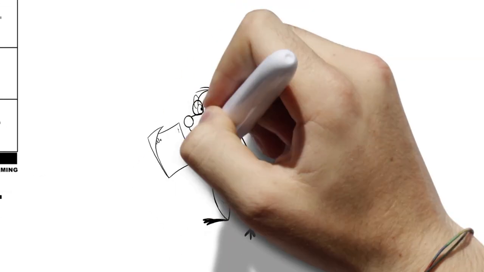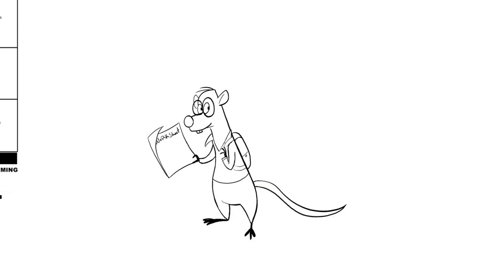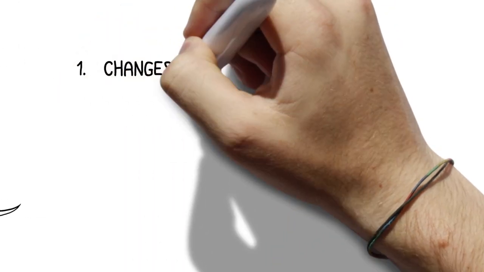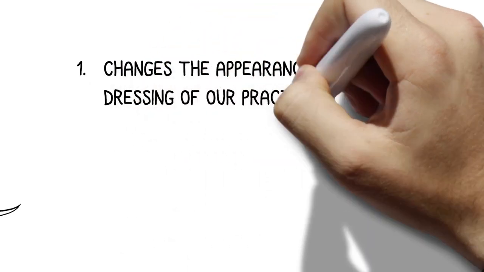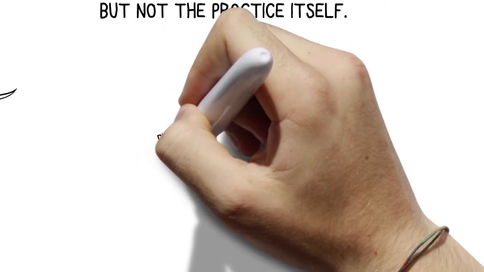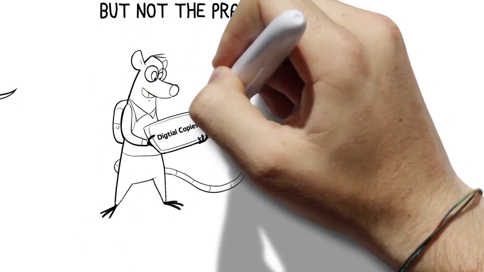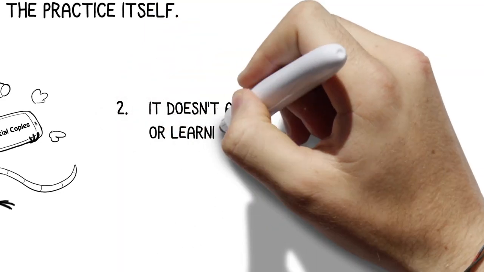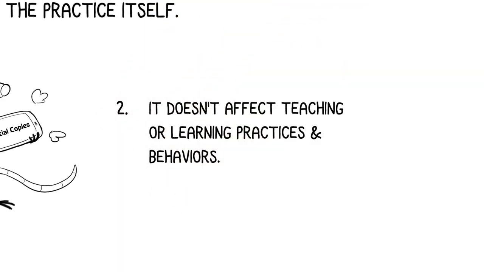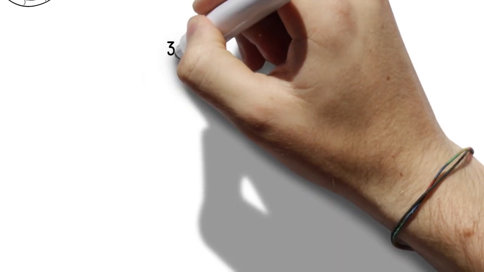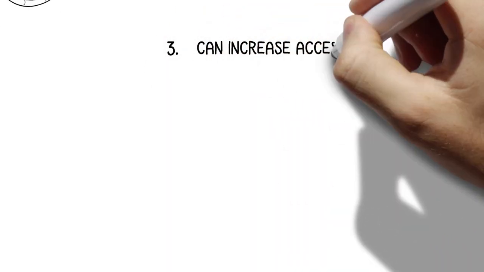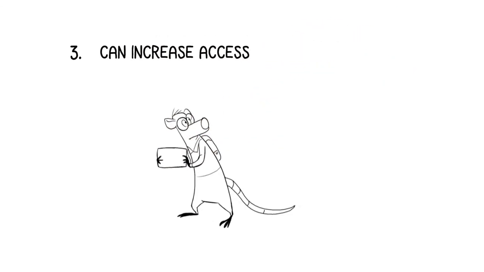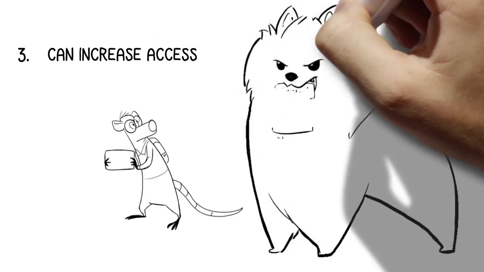Let me introduce the PICRAT model. The first letter R represents replacement. Replacement can mean the following. 1. Changes the appearance or dressing of our practices, but not the practice itself, making digital copies of traditional practices, recycling instruction. 2. It doesn't affect teaching or learning practices and behaviors. 3. Can still be a useful use of technology because it can increase access. For example, a digital worksheet won't get lost or eaten by your dog, but it doesn't really impact or improve learning.